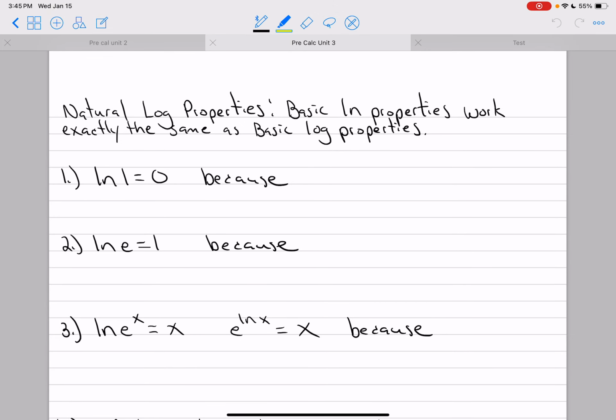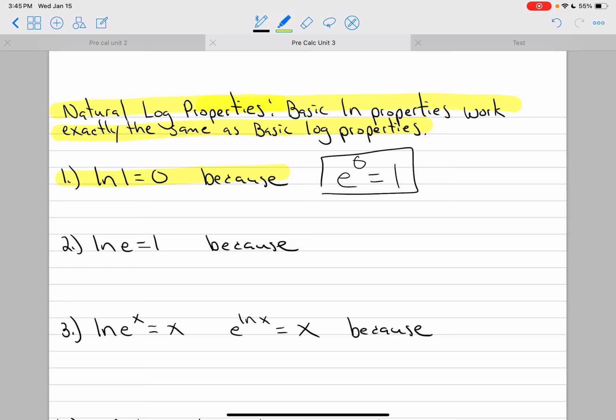Now we have natural log properties. The basic natural log properties work exactly the same as the basic log properties. So, just like we did before, example 1, the natural log of 1 equals 0. Why is that true? If I write this as an exponential, my base is e, my exponent is 0, and any number to the 0 power has to equal 1, just like we did with the log ones.